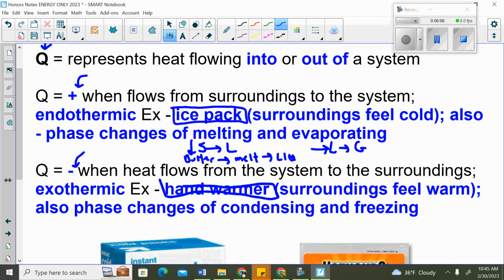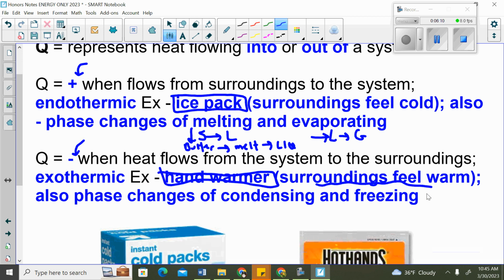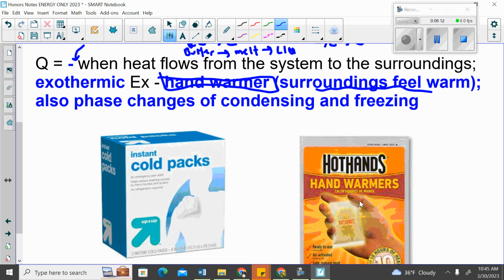So this is a reaction where the surroundings to us would feel warm. That's a chemical reaction. So what's actually happening in that hand warmer? Same concept as the cold pack. When two liquids meet, right? When they meet and become warm, they release their energies flowing from the system to the surroundings, and we feel that heat energy, right? So that's exothermic.